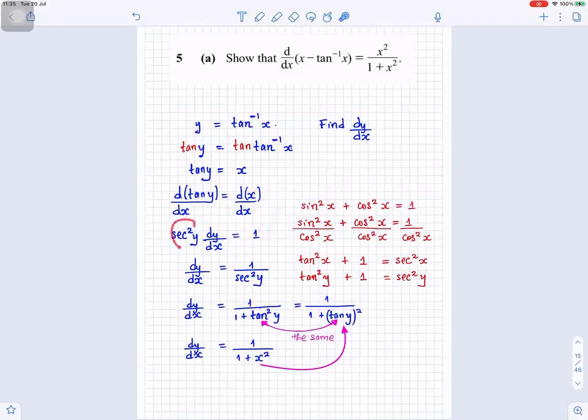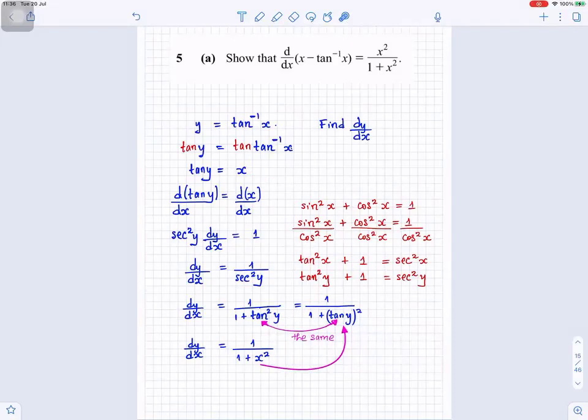So sec squared y times dy over dx equals 1. The sec squared y goes to the right side, it becomes divide. So dy over dx is 1 divided by sec squared y. And you change sec squared y as 1 plus tan squared y. So dy over dx is 1 over 1 plus tan squared y. But tan y is x. So that will be 1 plus x squared.